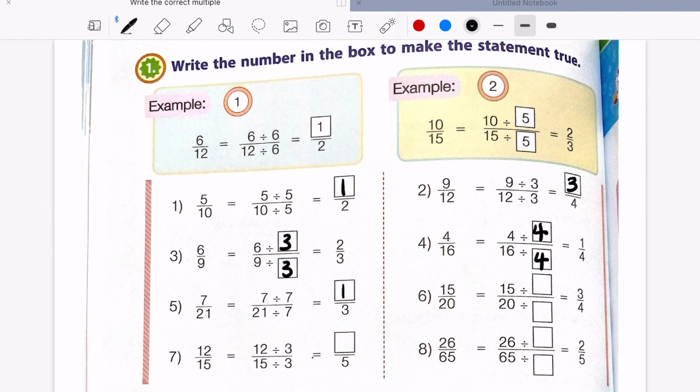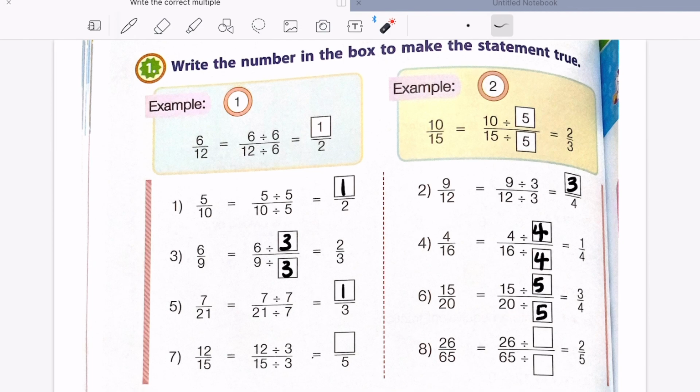15/20. 15/20 divided by what equals 3/4? So 20 divided by what equals 4? 20 divided by 5 is equal to 4. Very good. So if we divide by 5 on the bottom, we have to divide by 5 on the top. So 15 divided by 5 is equal to 3. Very good. So we divide by 5 on the top and divide by 5 on the bottom as well.